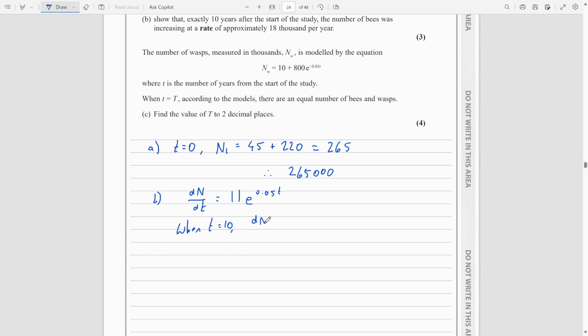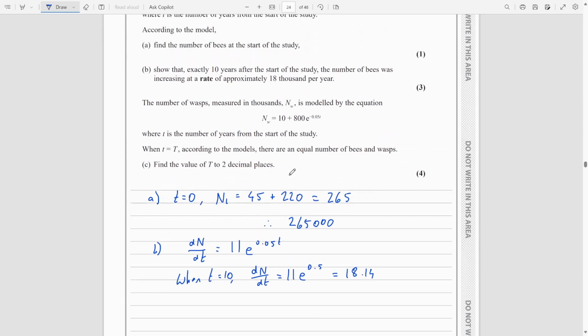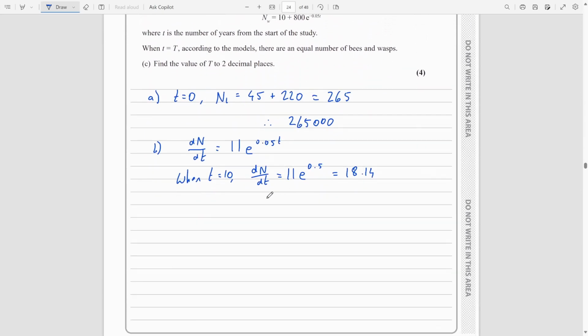So when t equals 10, dN by dt equals, well, it's 11 times e to the 0.05 times 10, which is 0.5. So 11 times e to the 0.5 is 18.14, and it's measured in thousands, so therefore it's approximately 18,000 per year is the rate of increase.